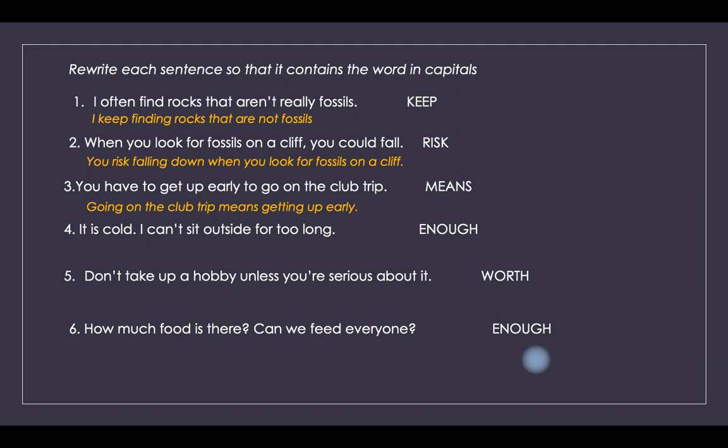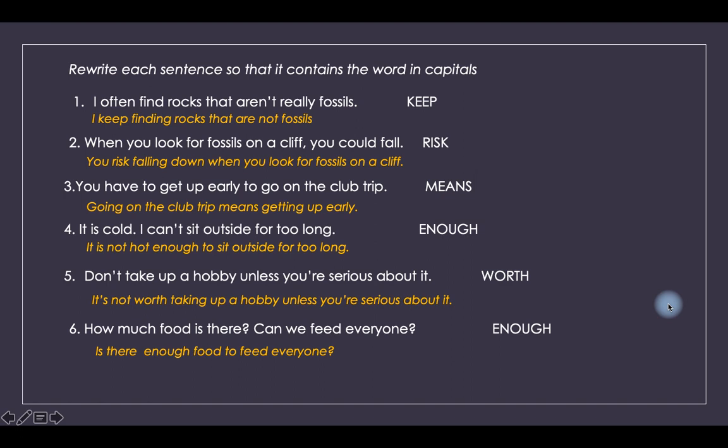I can't sit outside for too long. It is not hot enough to sit outside for too long. Don't take up a hobby unless you're serious about it. It's not worth taking up a hobby unless you're serious about it. Worth is used with the verb plus ing, doing something. How much food is there? Can we feed everyone? Is there enough food to feed everyone?